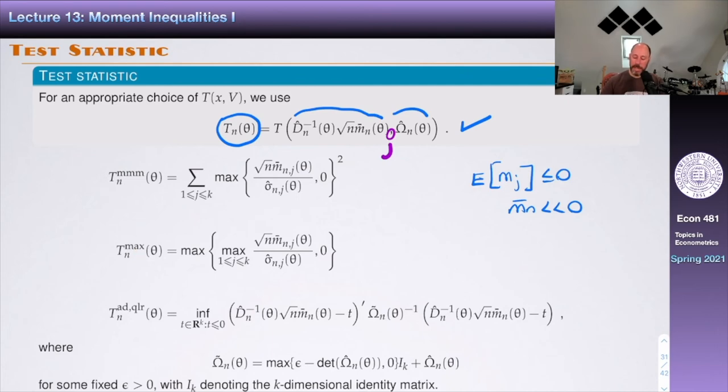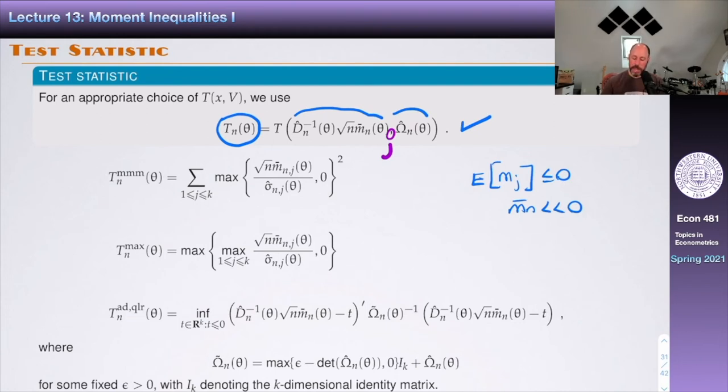Then you have the max test statistic, which instead of taking a sum over all the moments, you just take the maximum of all the moments and then see if that is above zero or not. This one has some other advantages, in particular in models with many moment inequalities. We're going to see that, okay? And the first one was initially one of the most popular ones. And then a third one is an example that uses these correlations, because as you can see, the first two examples don't use the information in omega hat at all, okay?